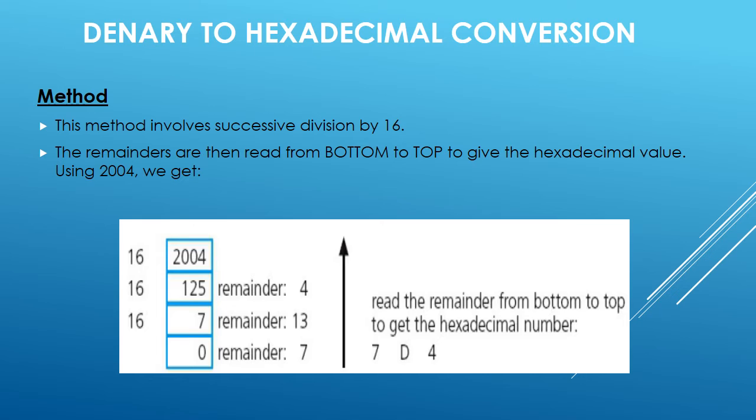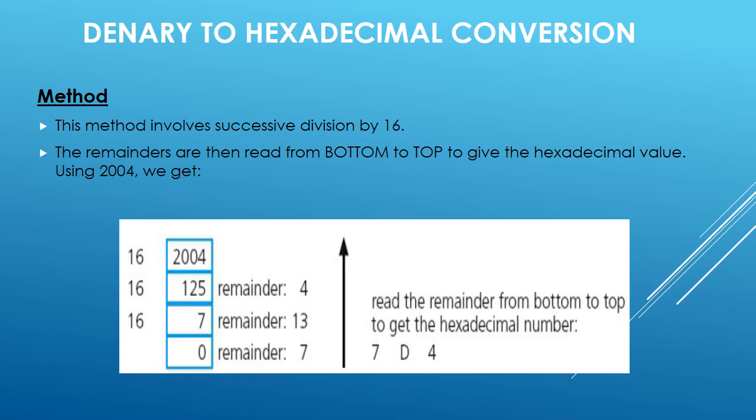We will divide the number by 16. We'll keep on dividing it. We'll write the quotient and the remainder in parallel, and we'll divide it till we get the quotient lesser than the divisor, and in the end we will collect all the remainders from bottom to top.